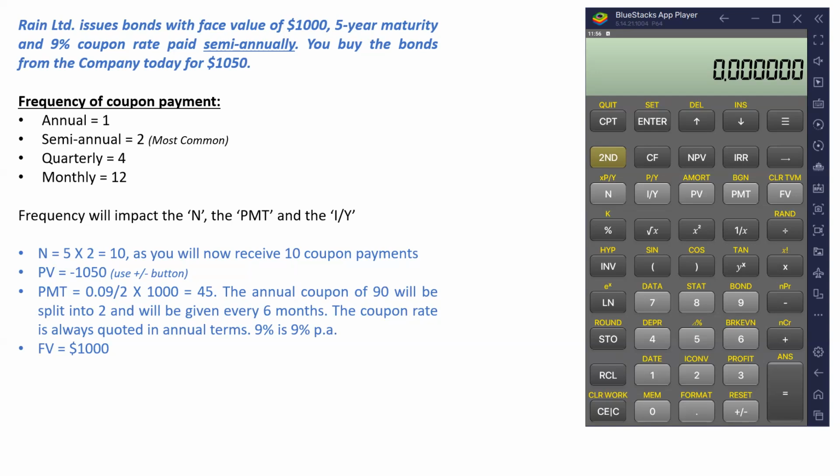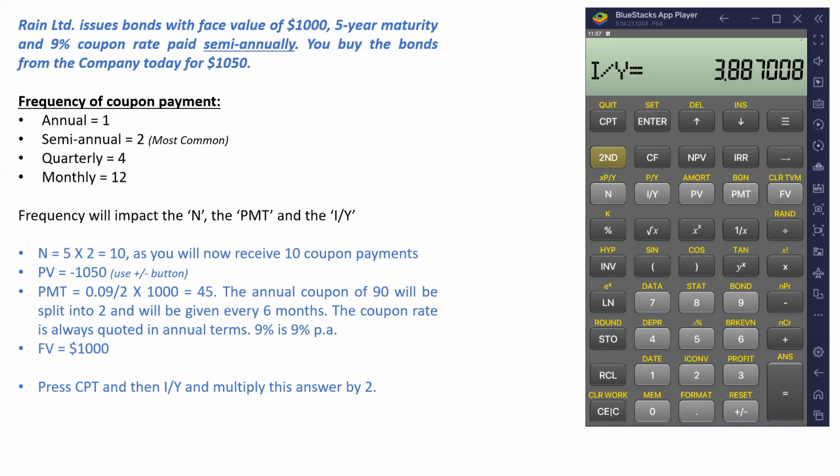So let's do the calculation and check what is the answer. So first I'll press 10 and this is my N. 1050 is going to be my present value. Always remember to put the minus sign. 45 is going to be my PMT. 1000 is going to be my future value. Compute I/Y. The I/Y that I'm getting is 3.887.